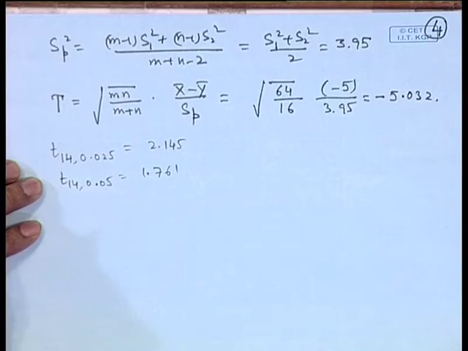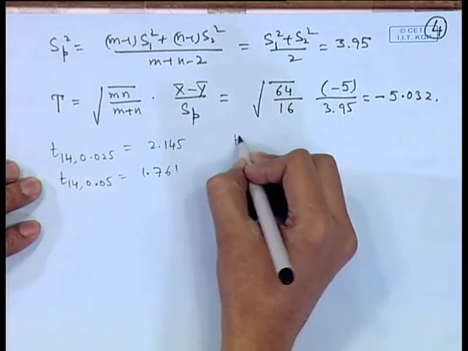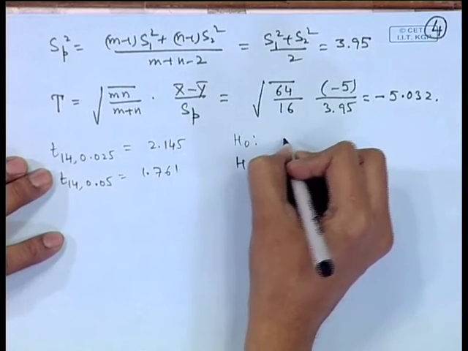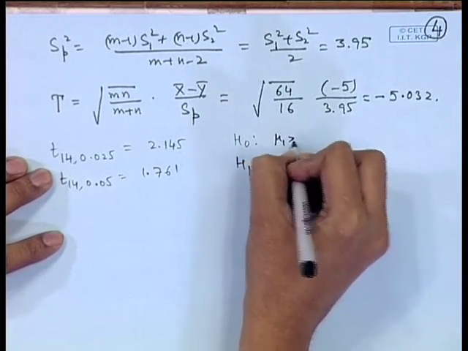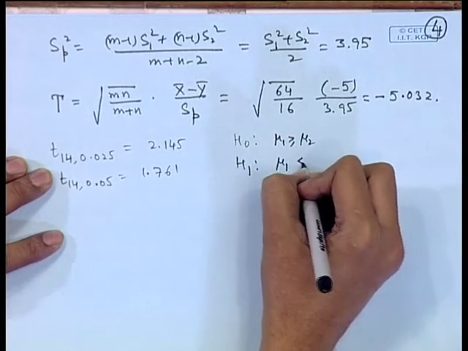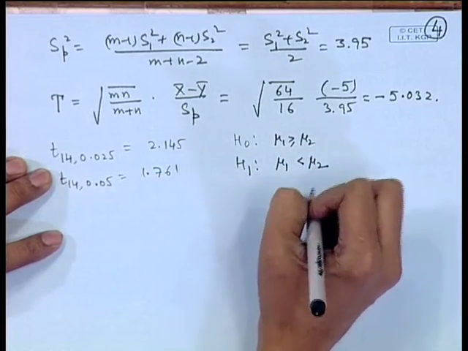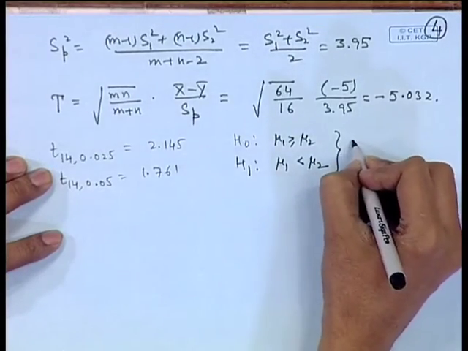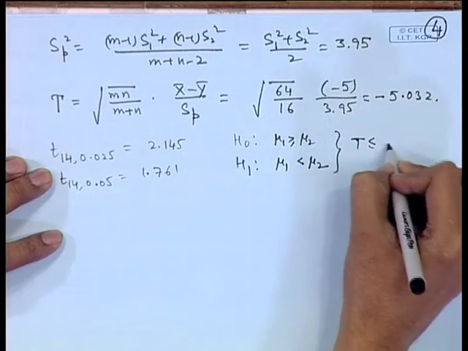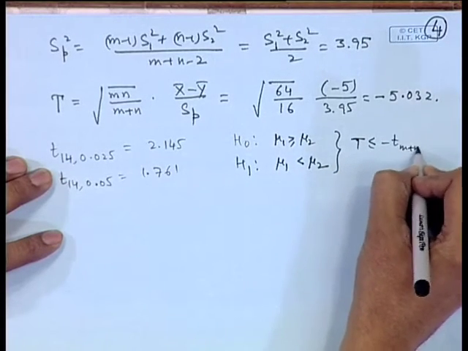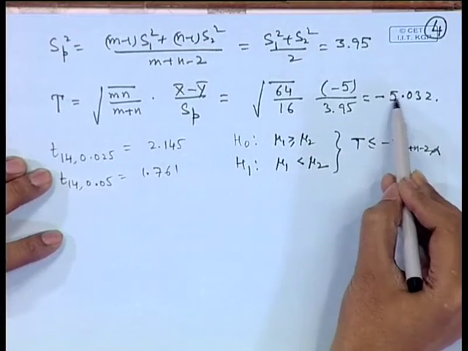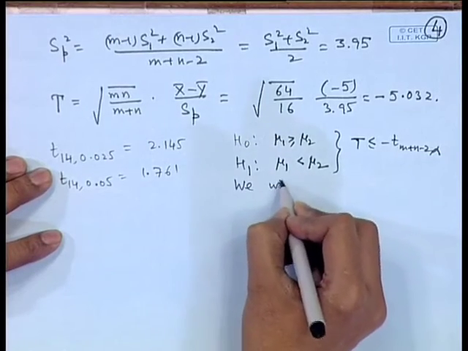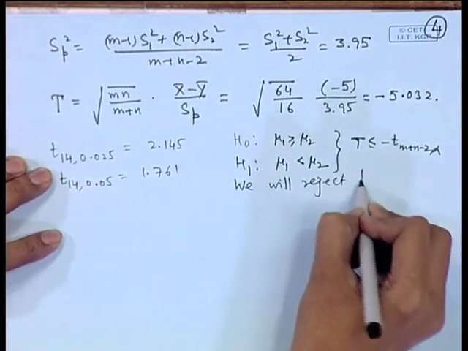If we are considering a test where our null and alternative are given like mu 1 greater than or equal to mu 2 against mu 1 less than mu 2, then here our rejection region will be T is less than minus t with m plus n minus 2 degrees of freedom at alpha. Since minus 5 is smaller than minus 2 or minus 1, we will reject H naught.